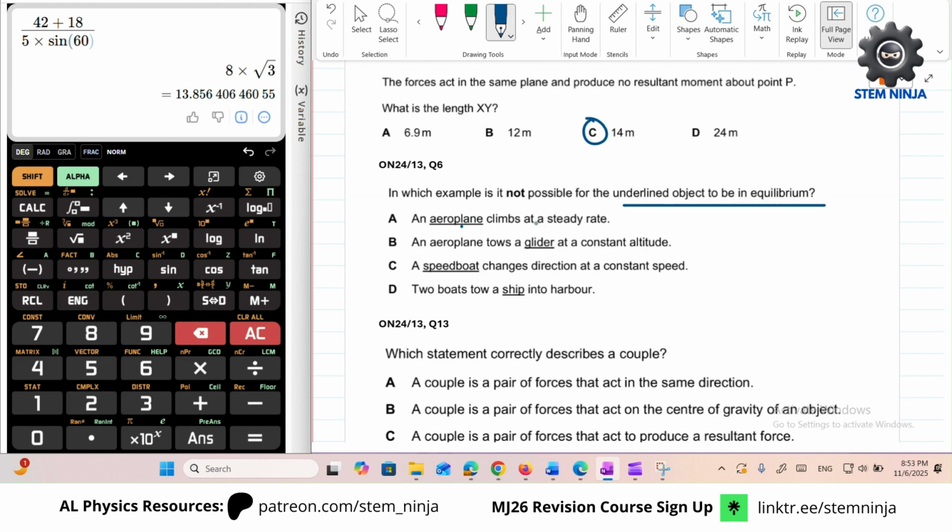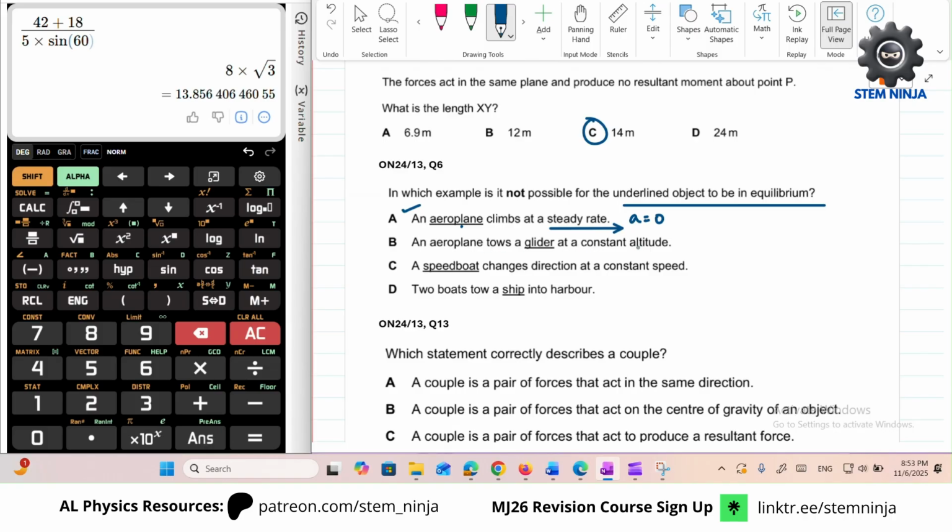In which example is it not possible for the underlined object to be in equilibrium? An aeroplane climbs at a steady rate. We'll come back to this. Aeroplane tows a glider at a constant altitude. So steady rate means equilibrium, zero acceleration. So this is in equilibrium.